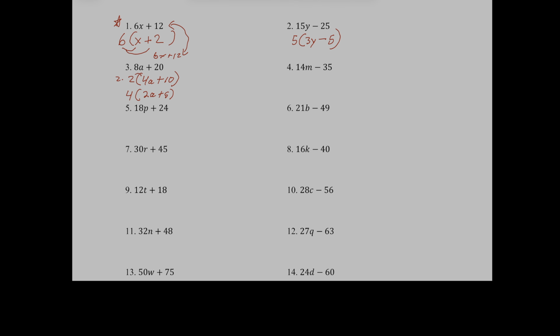Between 14 and 35, I see that a 7 will go into both. So what's the same? 7. What's left over? 2m and the minus sign. Always keep the sign. What's left over? 5, because I'm dividing. Next one, 18 and 24.